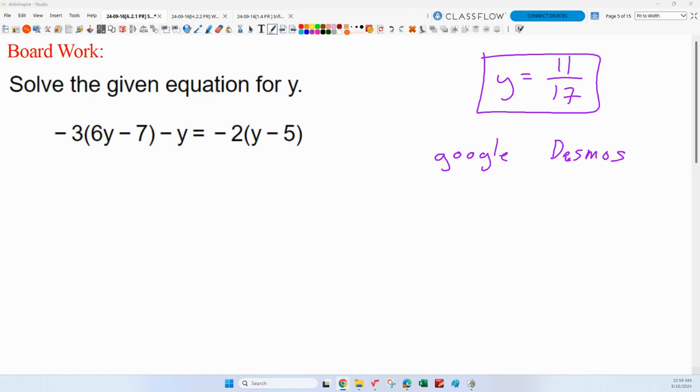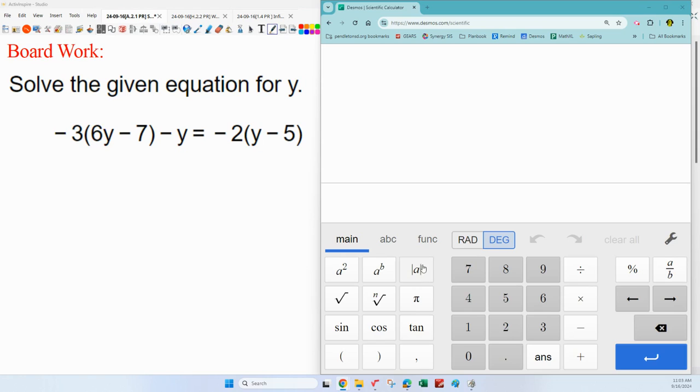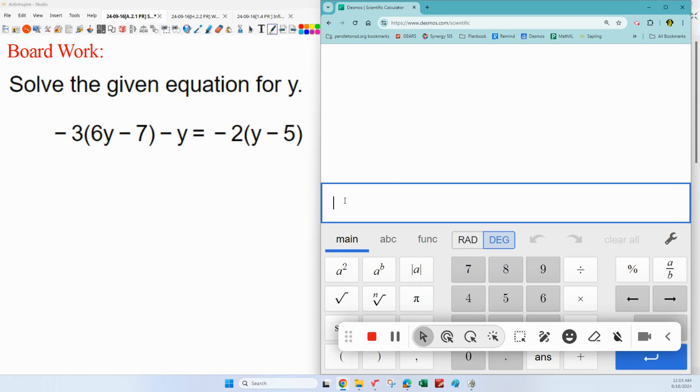Now I want you to, we all got the solution, 11/17, but pretend this is a test. So we want to know if it's right before we hit submit. So now you're going to go into the Desmos Scientific Calculator. Here's what I would strongly recommend you do. Go to Google. We're going to check our answer with Desmos. What's the first step, everybody? F of y. Our variable is y, so we're going to do f of y.